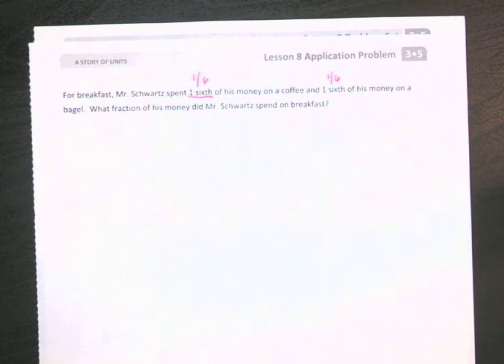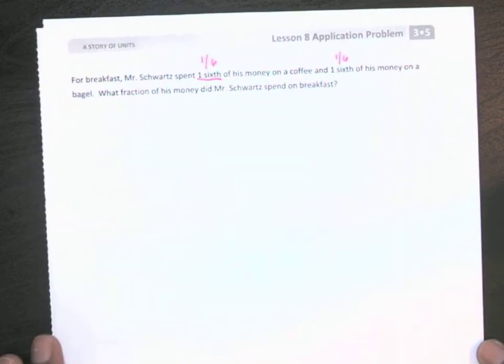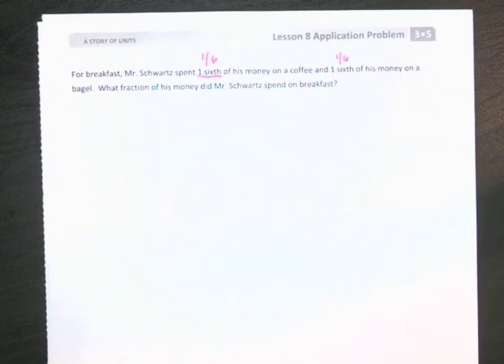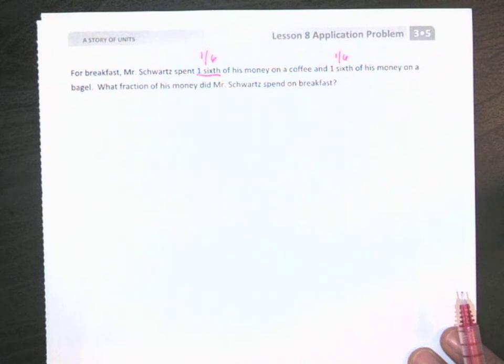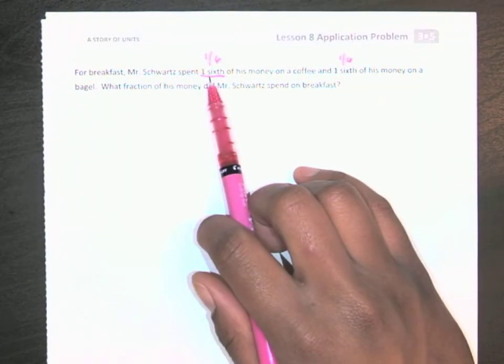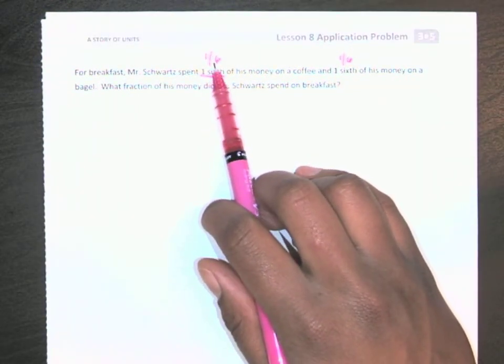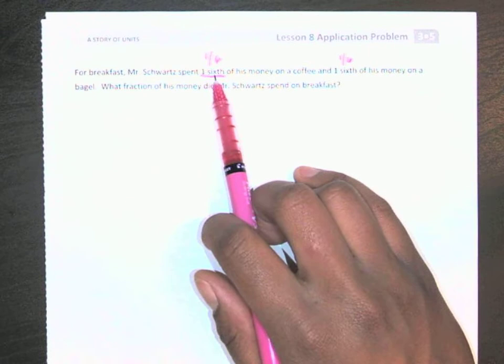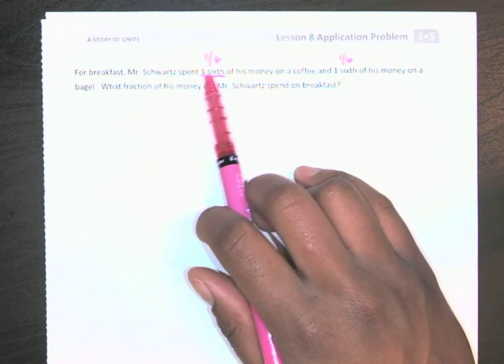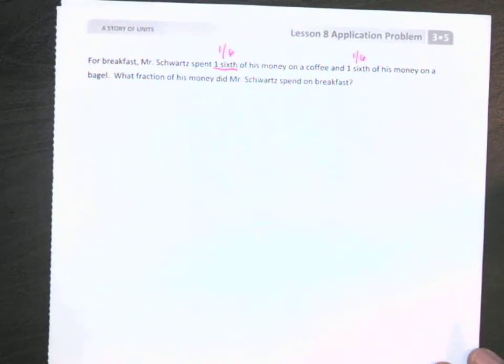Now, moving on to your application problem. This is a review from the last lesson. It says, for breakfast, Mr. Schwartz spent 1/6. I want you to practice, when you see fractions written out in word form, writing it in unit form like I did here. So 1/6 is 1/6. I want you to practice writing that out.